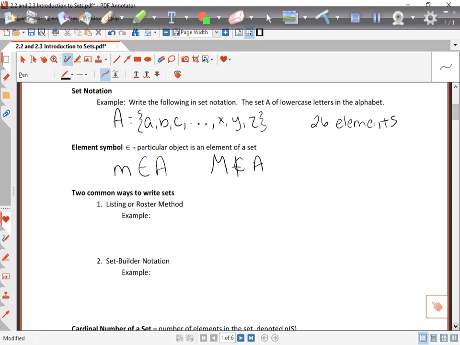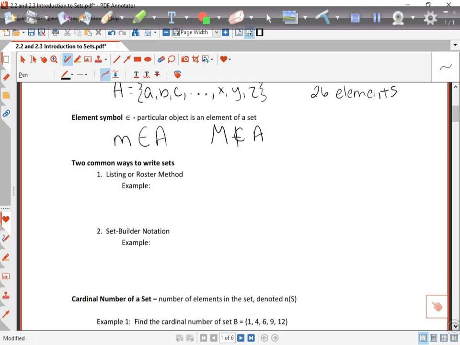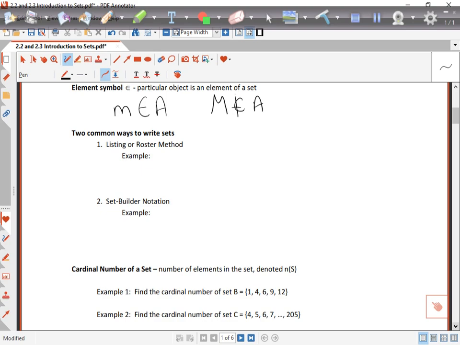There are two common ways that we can write sets. The first one is the listing or roster method, which is what we used with the alphabet. An example of that is, let's say we have set C, and it's just the numbers 1, 2, 3, 4.